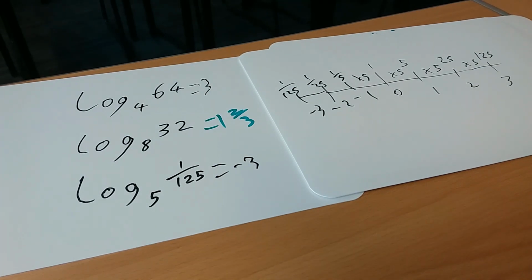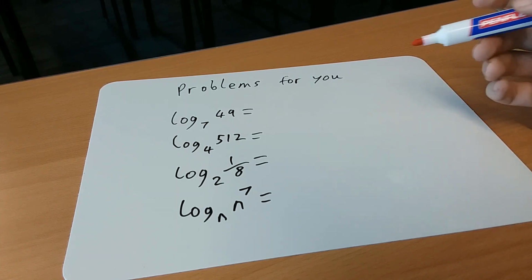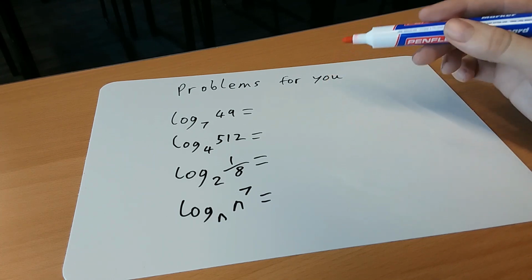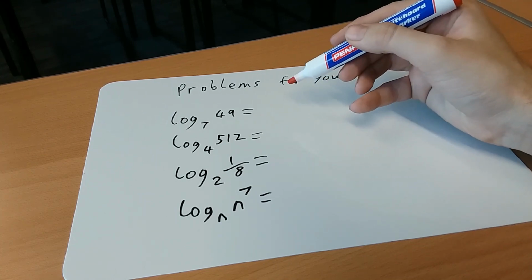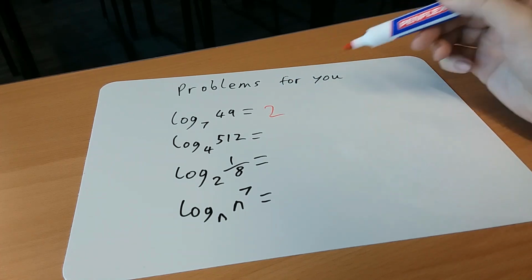Now, what I'm going to give you to have a go at are some problems. Okay, here are the problems for you. So, pause the video, have a go at them, and then when you unpause, I'll go through them. Okay, so for each of these, this first one, if you count up in a times 7 kind of way, times by 7 once we get 7, times by 7 again we get 49, and so 2 times.